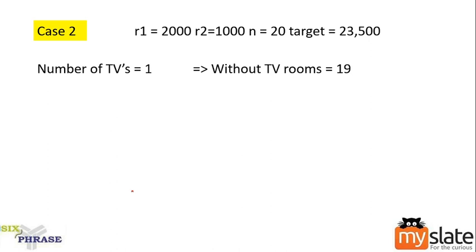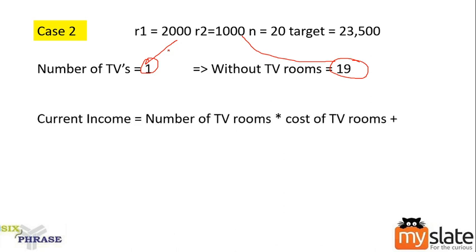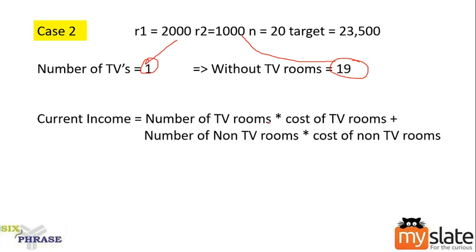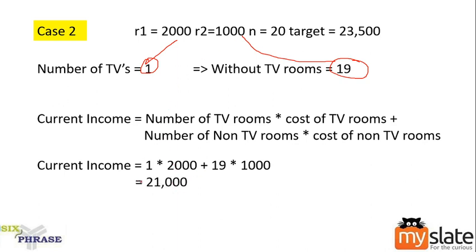Okay, so let us do the income calculation now. How will you calculate the income? TV room. If I have one TV room, I'll get 2000. If I have 19 rooms without TV, we'll get 19,000. So add both the values, right? Income can be calculated as number of TV rooms into its cost plus number of non-TV rooms into its cost. Same formula. Formula is not going to change. Okay. So you'll substitute it as 1 into 2000. TV rooms into its cost plus 19 into 1000. Okay. So substitute the values now. Your answer will be 21,000.